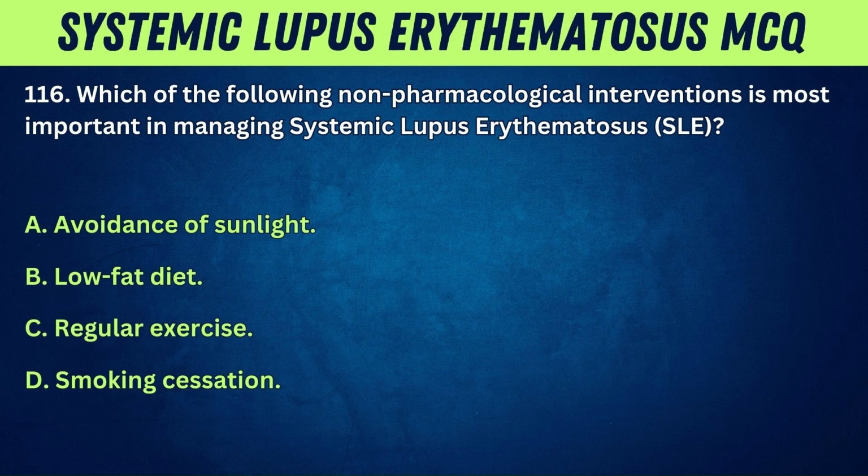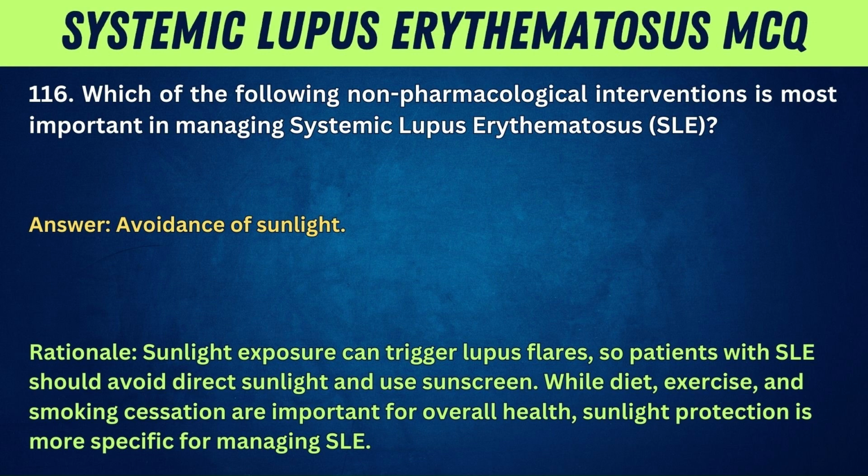116. Which of the following non-pharmacological interventions is most important in managing systemic lupus erythematosus, SLE? A. Avoidance of sunlight. B. Low-fat diet. C. Regular exercise. D. Smoking cessation. Answer: avoidance of sunlight. Rationale: sunlight exposure can trigger lupus flares, so patients with SLE should avoid direct sunlight and use sunscreen. While diet, exercise, and smoking cessation are important for overall health, sunlight protection is more specific for managing SLE.